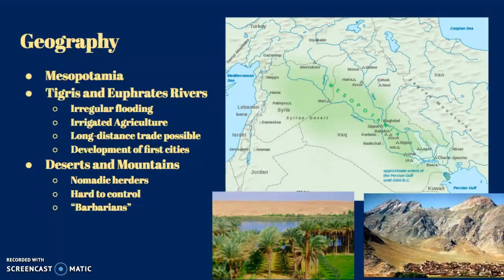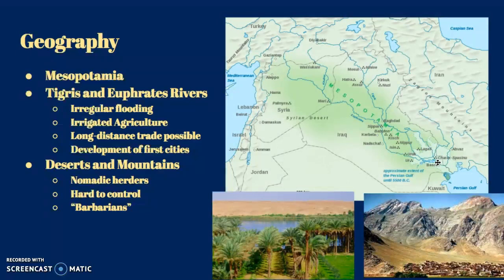We're going to start by looking at geography. Just like everywhere else, the societies that develop in Mesopotamia are determined by geographic patterns there. The most important geographic feature of Mesopotamia are the two major rivers, the Tigris and the Euphrates rivers. That's actually where the region Mesopotamia gets its name. It means between two rivers.